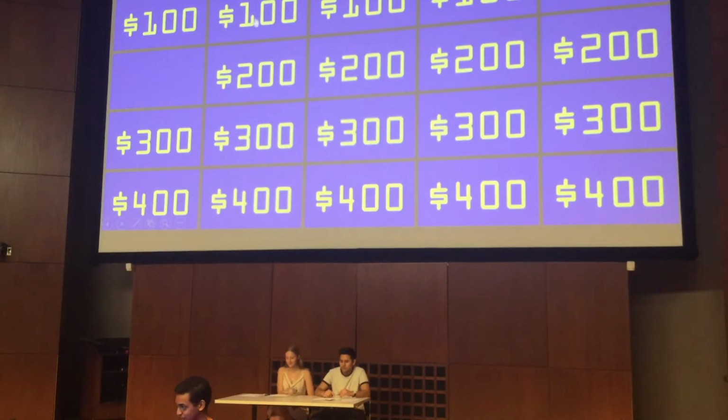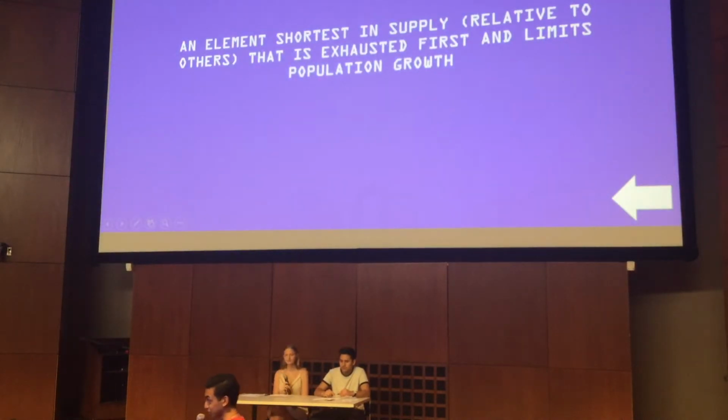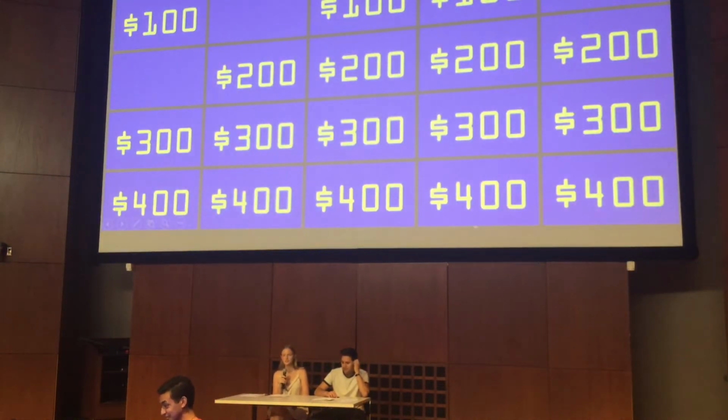All right, nutrients for 100. An element shortest in supply relative to others that is exhausted first and limits population growth. What Juliana? What is a limiting nutrient? Yes, congrats. That was the title of the module, so I don't think we need any further explanation. All right, where to next? This is so easy. Give me nutrients for 400.